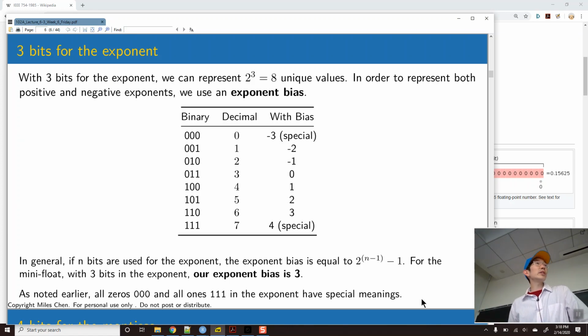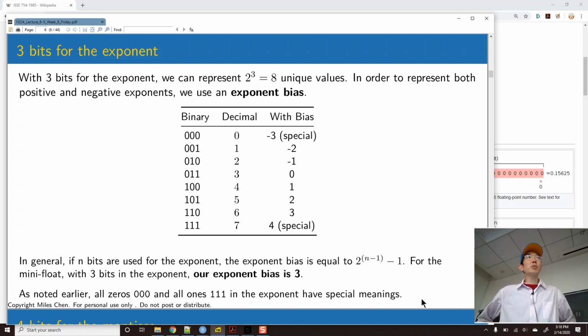With 3 binary digits, you can represent 2 to the third, or 8 unique values. We want half of these to be positive and half to be negative, and so we're going to introduce a bias.